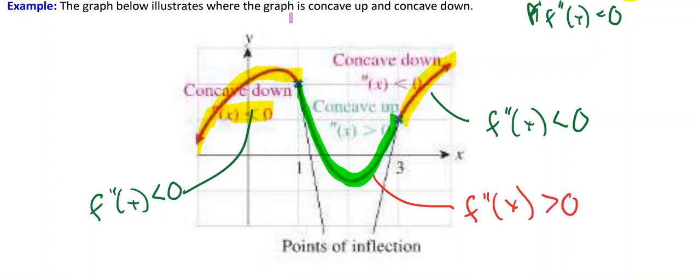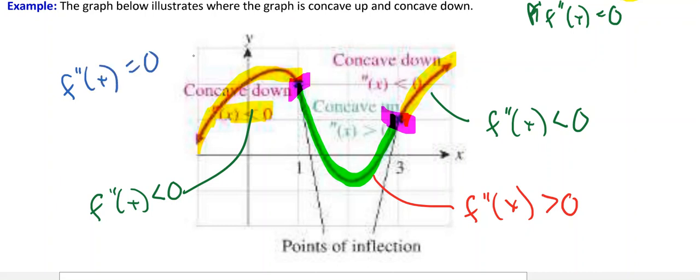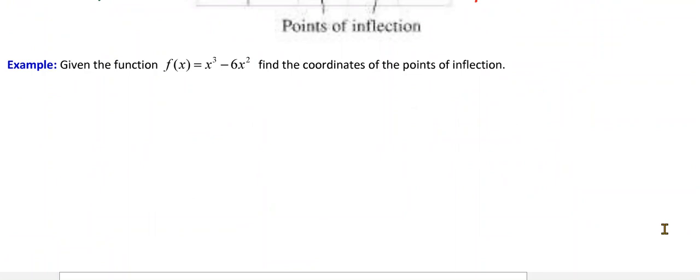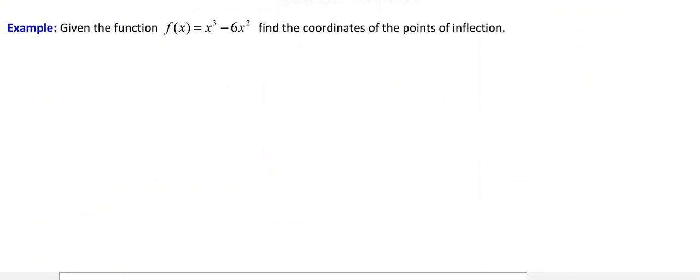And then in these two spots right here and right here is where the second derivative is equal to 0, right there and right there. And so that's what we're going to be looking for in the rest of this video, is how do we find those points of inflection? So let's do an example. Given this function, find the coordinates of the point of inflection.